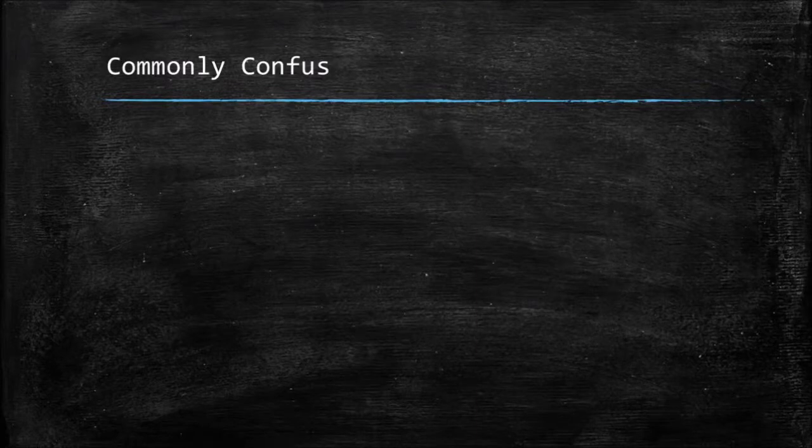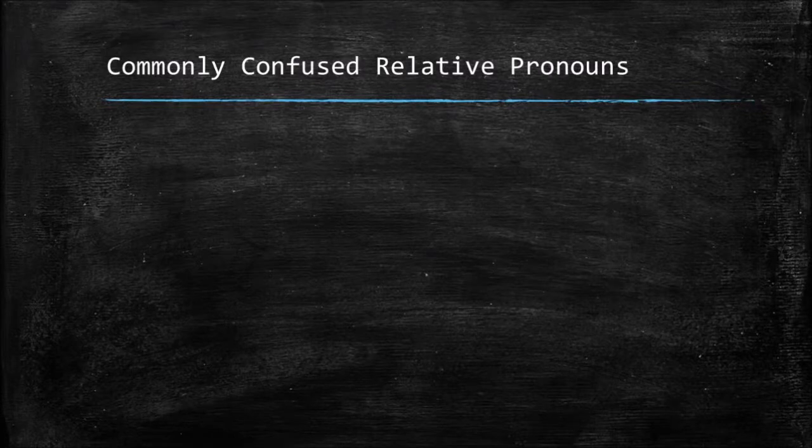A minute ago, in the previous video, I showed you a table that showed you the difference between using who and whom and which and that. But I bet you still have some questions about those, and you're not alone. Who and whom, which and that are some of the most commonly confused and mixed up pronouns in our language. So what I want to do now is take a look at some commonly confused relative pronouns.